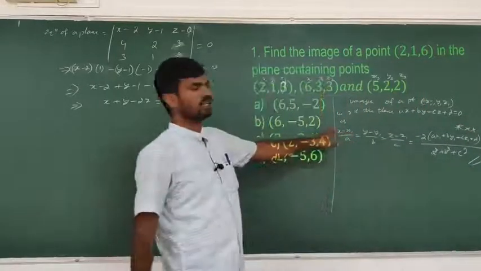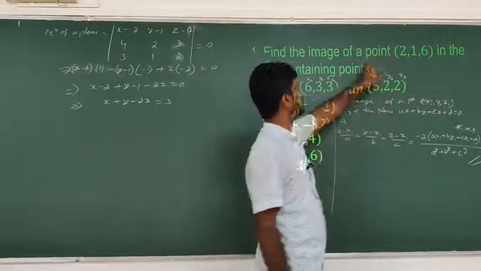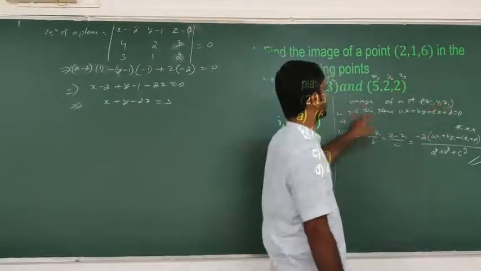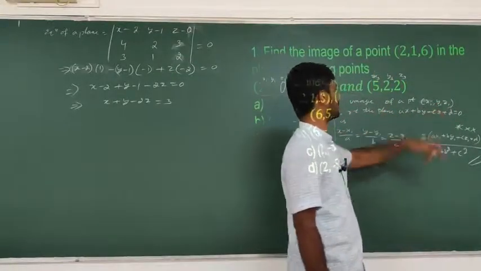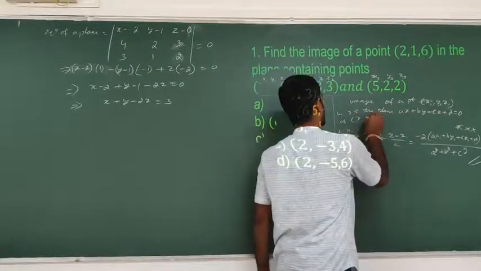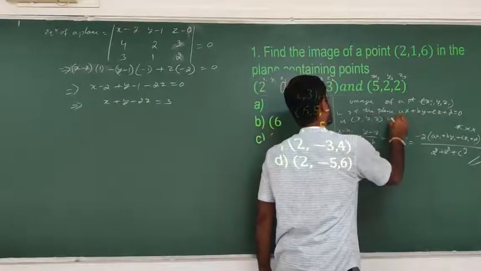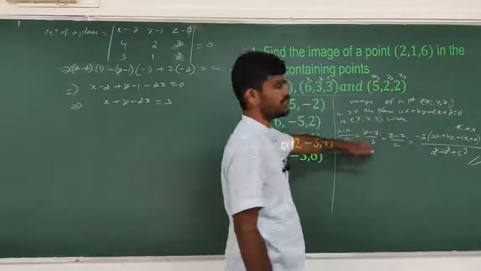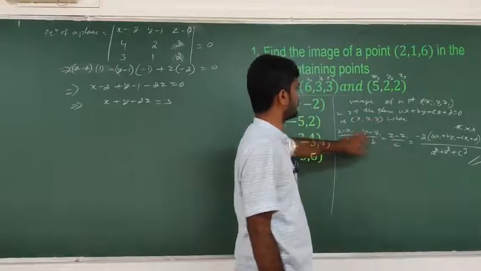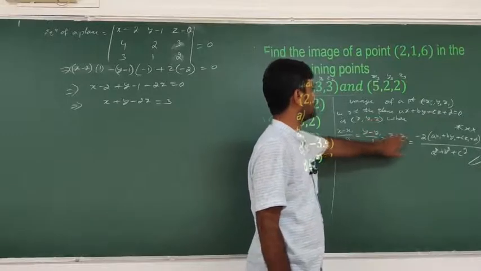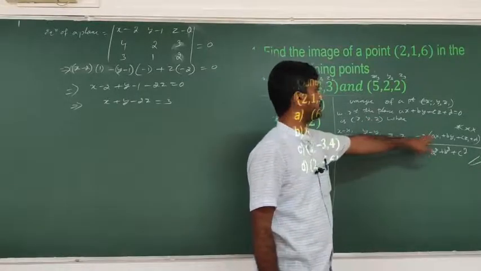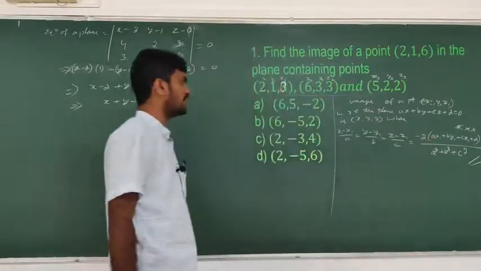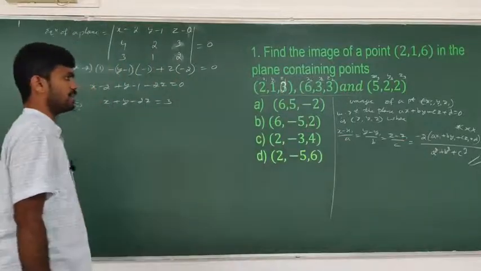So the image of the point (x1, y1, z1) with respect to the plane ax plus by plus cz plus d is (x, y, z), where we can calculate x, y, z by using this formula. That is x minus x1 by a is equal to y minus y1 by b is equal to z minus z1 by c is equal to minus 2 into (a x1 plus b y1 plus c z1 plus d) divided by a square plus b square plus c square.